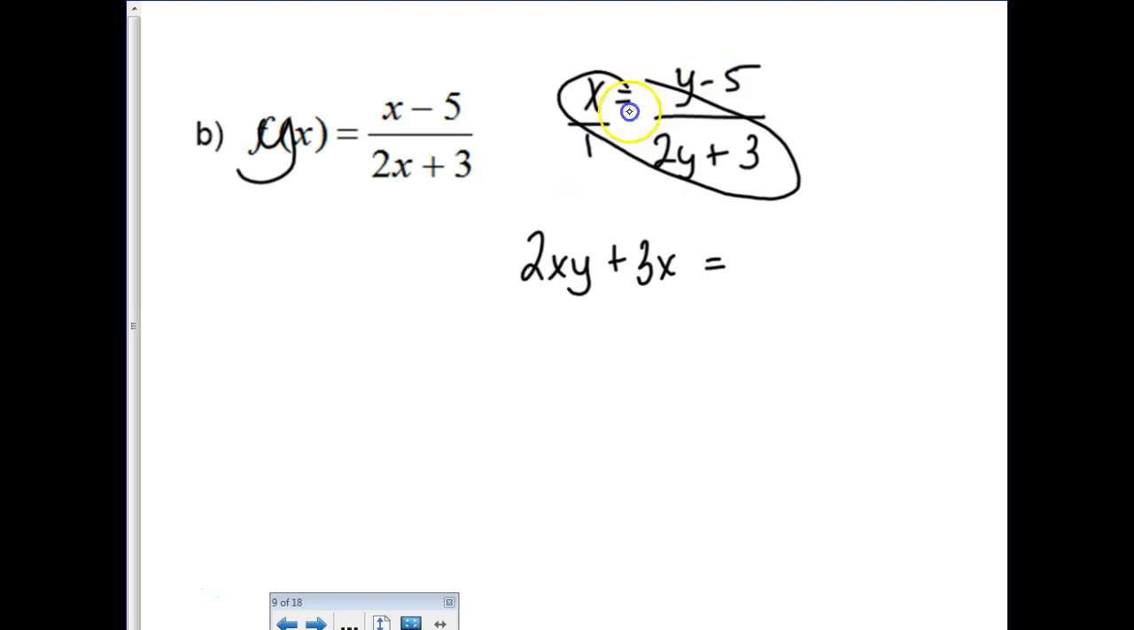And then this diagonal's boring. It's just 1 times y minus 5. So once you switch the x and y, your job is to get the y isolated. But we have a problem here, y'all, because there's too many y's in the problem.